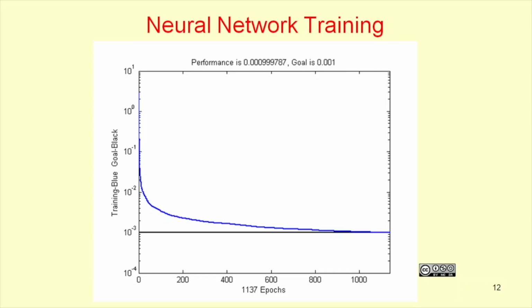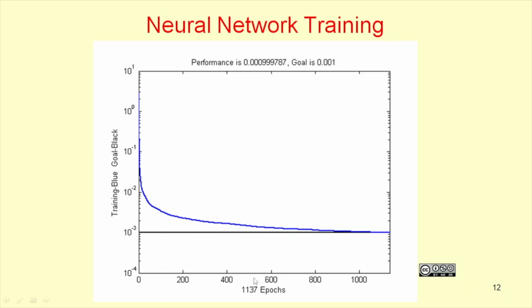So this is the training performance curve. If you look at it, it starts from the value 10 to the power 1, and slowly and gradually and neatly it has been reduced from 10 to the power 1 to 10 to the power 0, then 10 to the power minus 1, then it comes to 10 to the power minus 2, then slowly it reaches 10 to the power minus 3, around 1137 epochs, right.